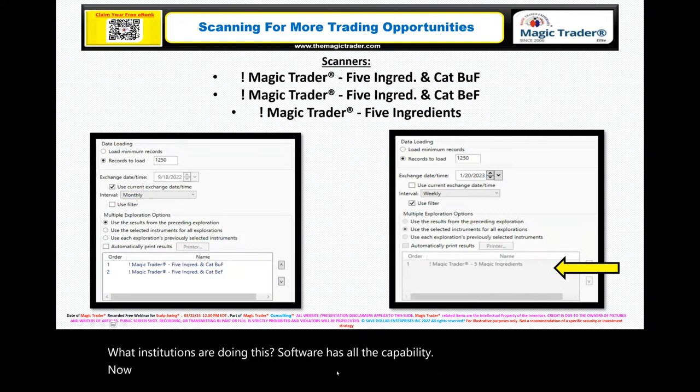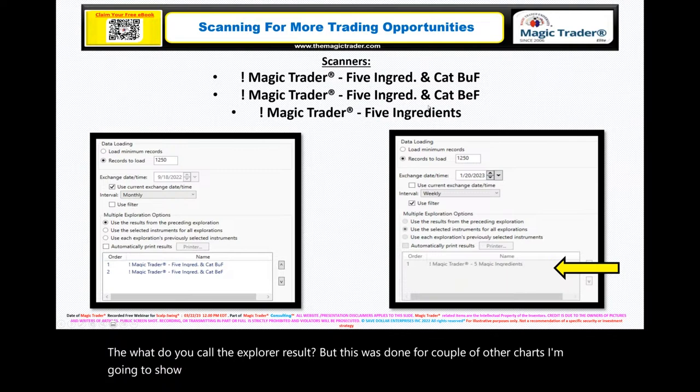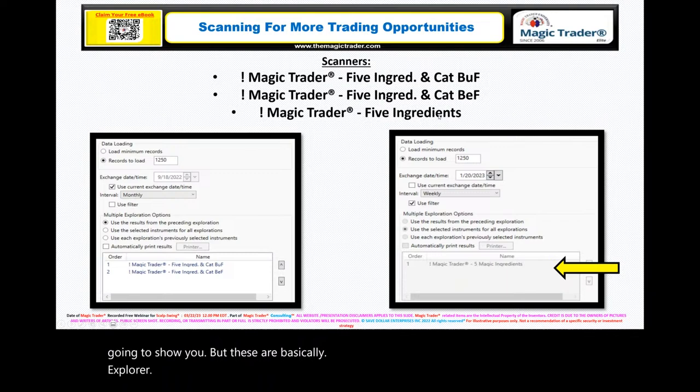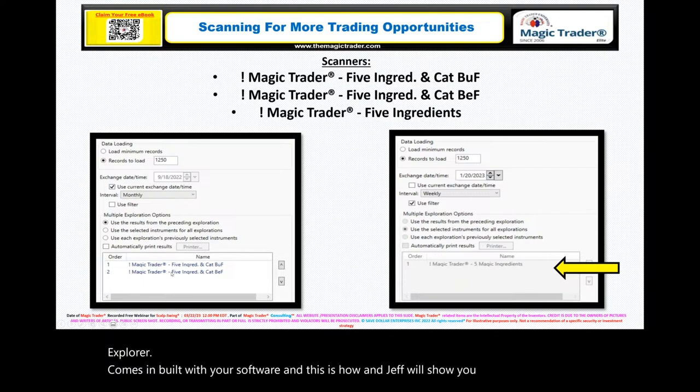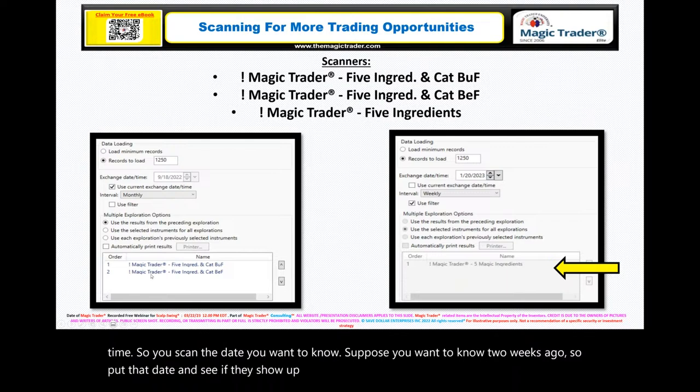Now, I will show you the Explorer result. This was done for a couple of other charts I'm going to show you. Explorer comes inbuilt with your software, and Jeff will show you more if he has the time. So you scan the date you want to know. Suppose you want to know 2 weeks ago, so put that date and see if they show up. Then you could study that way and get confidence. That's what we're doing it to show you.